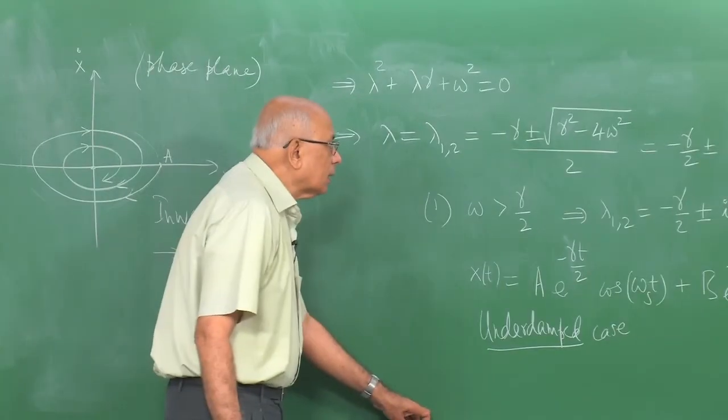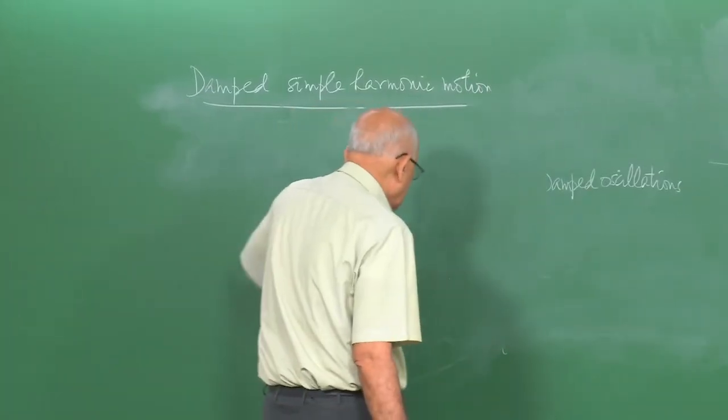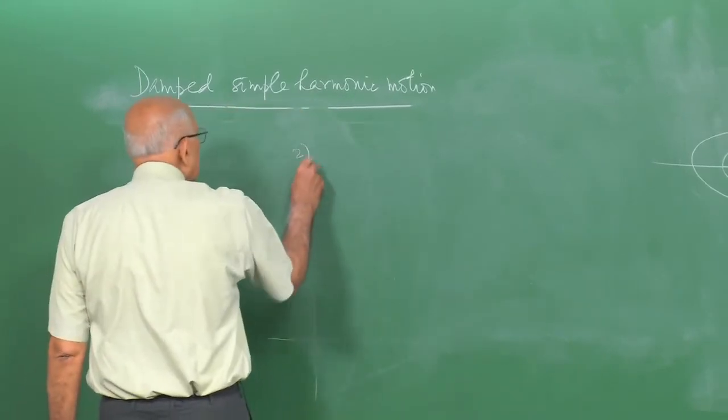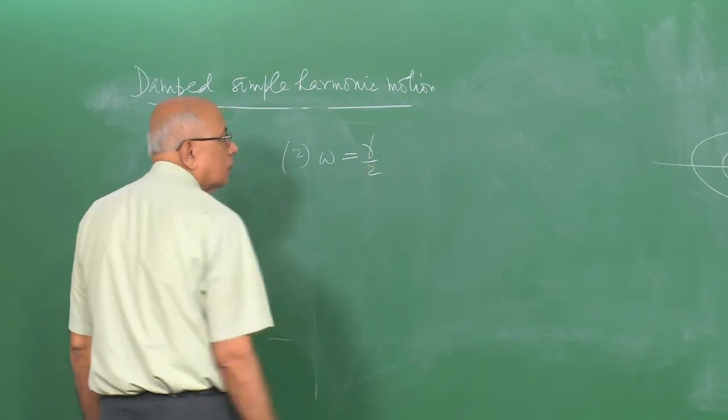The next case, which is not quite so interesting, is the case when this bracket vanishes, exactly when the square root vanishes. So we have the second case where omega is exactly equal to gamma over 2.